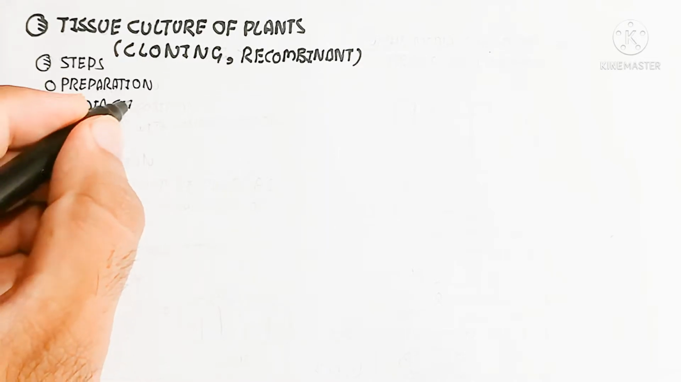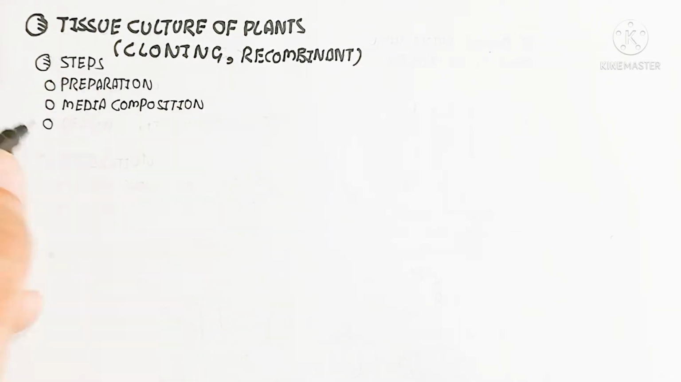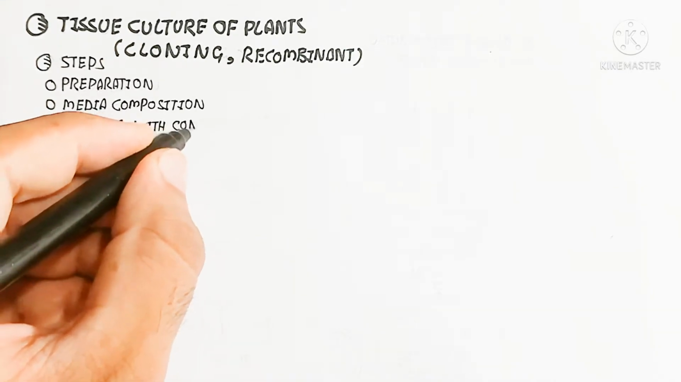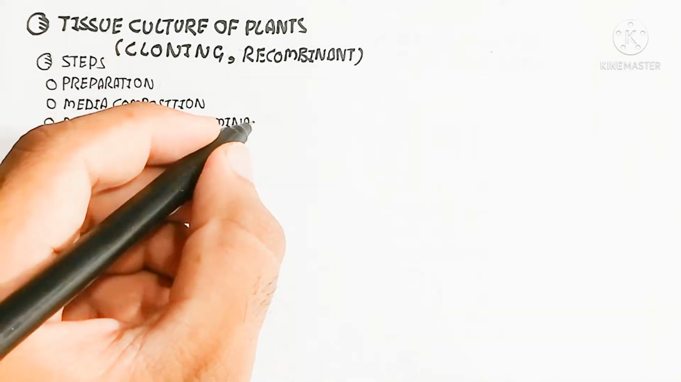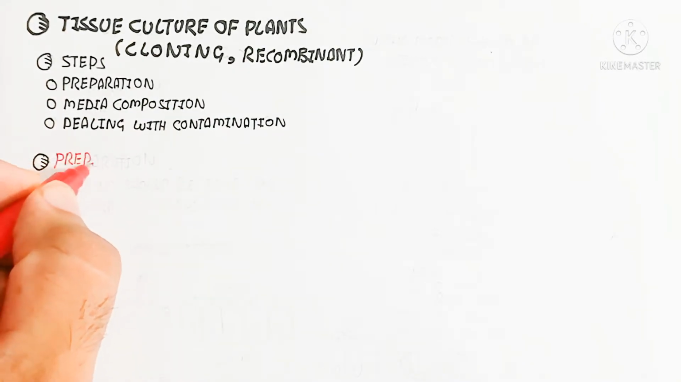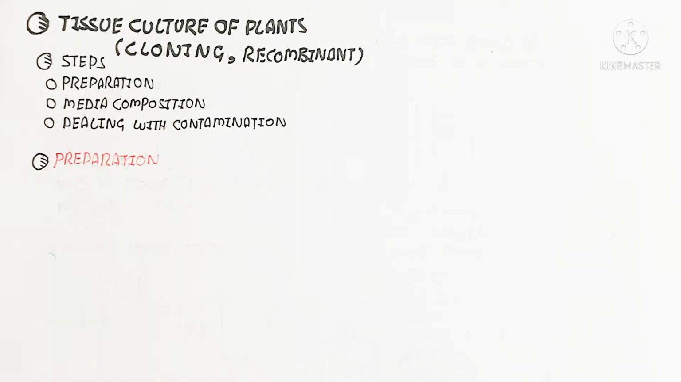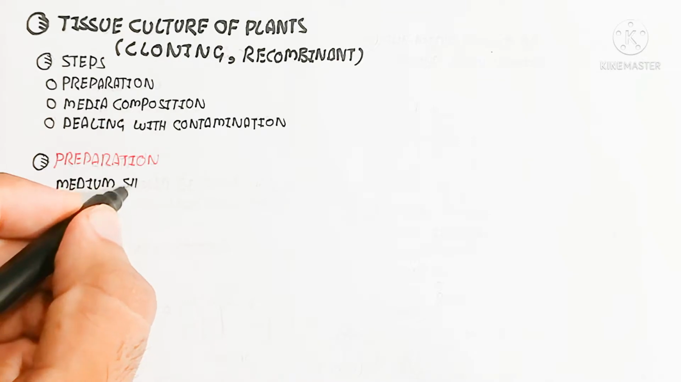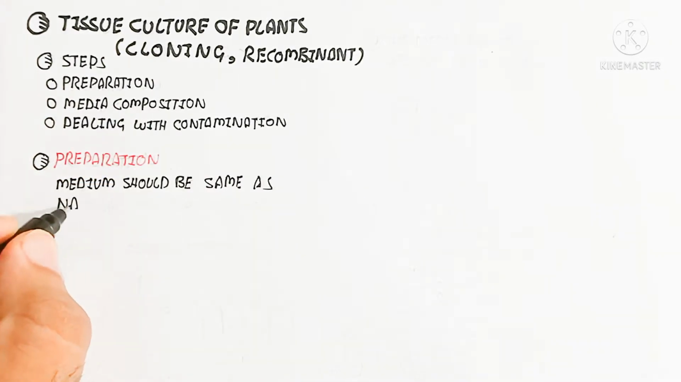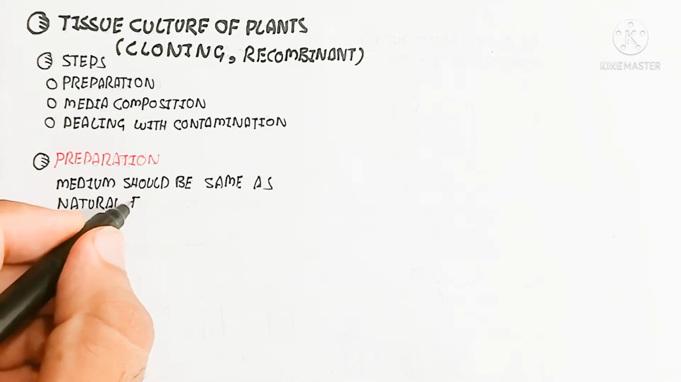Media composition means the composition of nutrients equal to the natural nutrients present in the soil, for example, vitamins as well as organic substances. Another step is dealing with contamination. The culture should be contamination free. Here we will discuss the preparation first.